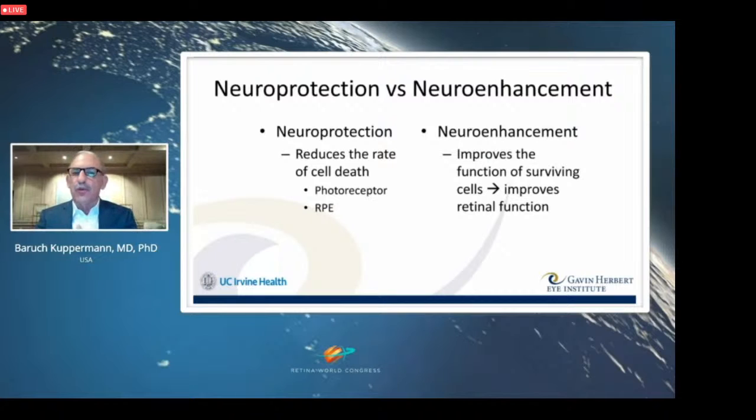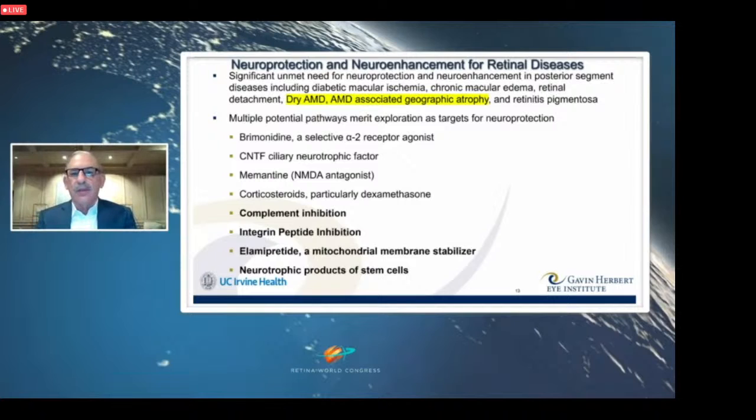I'll show you both neuroprotection and neuroenhancement. Neuroprotection, you want to reduce the rate of cell death, slow down the disease, but you don't necessarily have vision gains. But actually, amazingly, we're able to show that with some treatments, we're actually able to improve the function of surviving cells, which improves retinal function and actually gets improvements in vision in these conditions that are progressively debilitating. I'm going to focus on dry AMD and AMD-associated geographic atrophy, but it's being looked at in many different retinal diseases. In particular, I'm going to focus very briefly on complement inhibition, integrin peptide inhibition, elamipretide, and just a brief comment about neurotrophic products of stem cells.